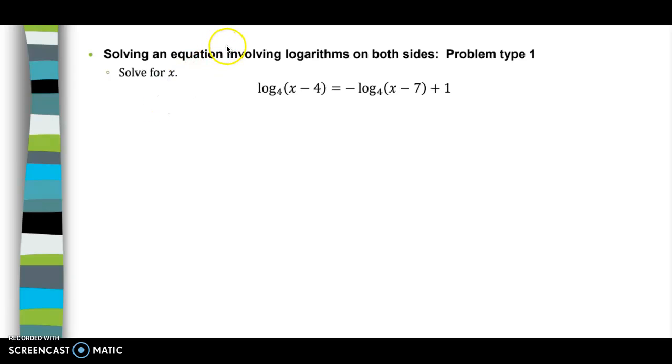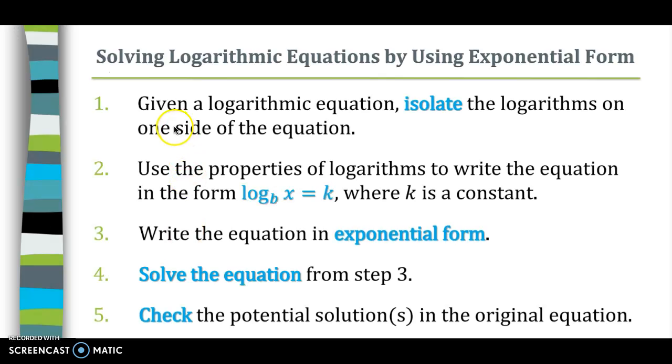Hey everybody, in this video we're going to talk about solving an equation involving logarithms on both sides, problem type 1. So we're told to solve for x, but we have logs on both sides. For this problem we're going to go back to our steps for solving logarithms using exponents. Step 1 was to isolate the logarithms on one side of the equation. We don't have that in this case, but we can do that, and I'll show you.